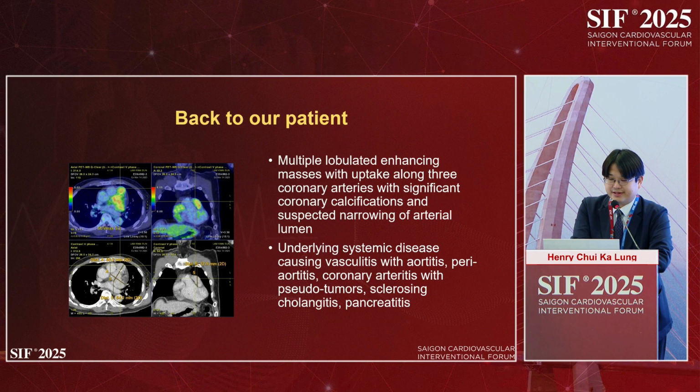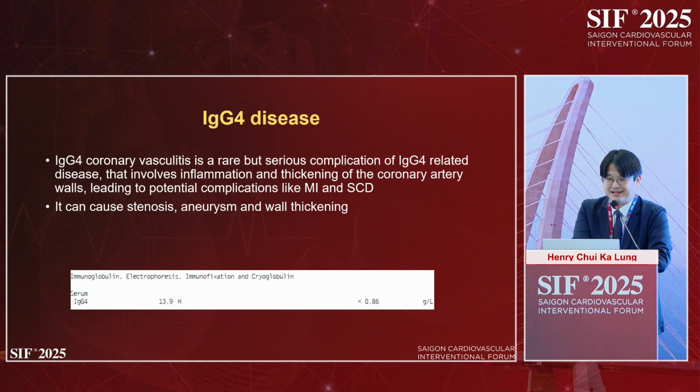We did the PET-CT in this case. Basically, there are multiple lobulated enhancing masses along the three coronary arteries with coronary calcification and narrowing. So underlying disease like vasculitis, periaortitis, pseudotumor, etc., has to be considered. It's actually a case of IgG4 disease, which is increasingly recognized recently. We checked the IgG4, which was elevated, and this patient was treated with a systemic steroid, and the IgG4 level dropped to normal.